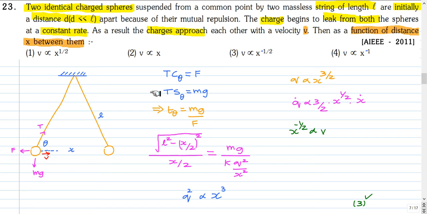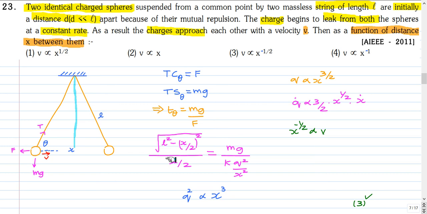So dividing we can get rid of the tension, so tan theta is mg by F, and theta is this angle, and tan theta is opposite side, which is this height, the vertical distance. This length is L, and this horizontal distance is x by 2. So this length is square root of L square minus (x by 2) square.